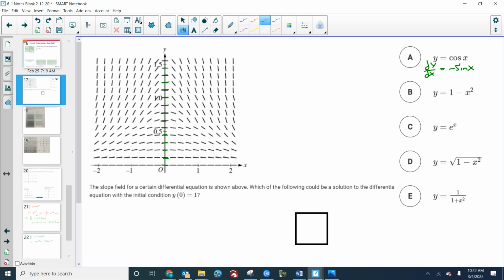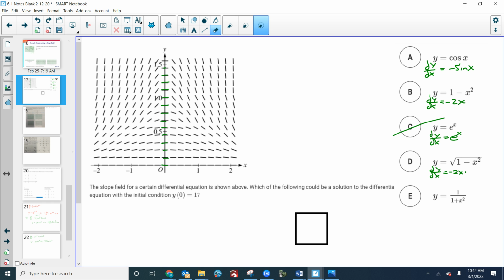Okay. How about the second one? What's the derivative of this? -2x. When x is 0, the slopes are 0. How about this one? E to the x. What's e to the 0? That's not it. What's this one?